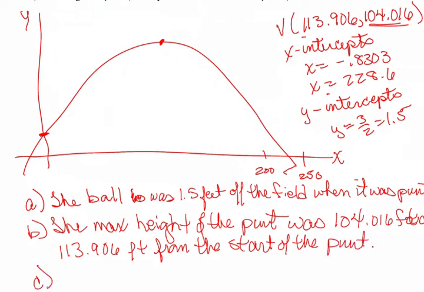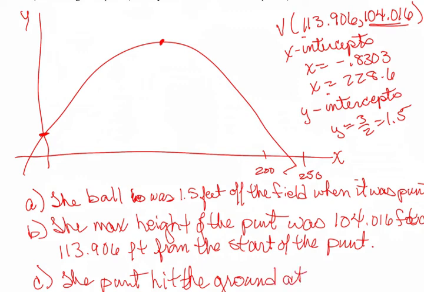And part C says, how long was the punt? The punt hit the ground at 228.6 feet.